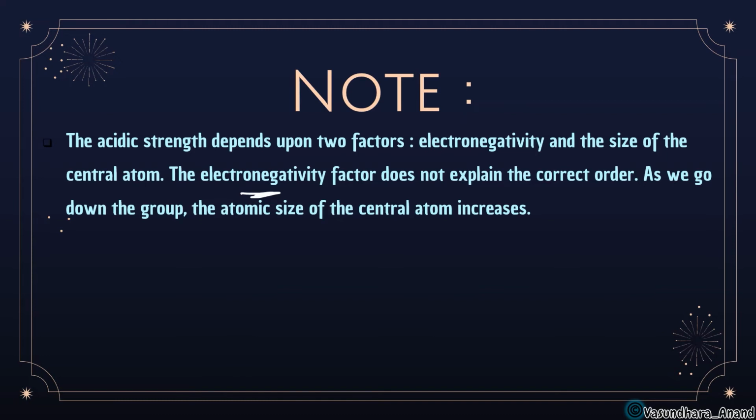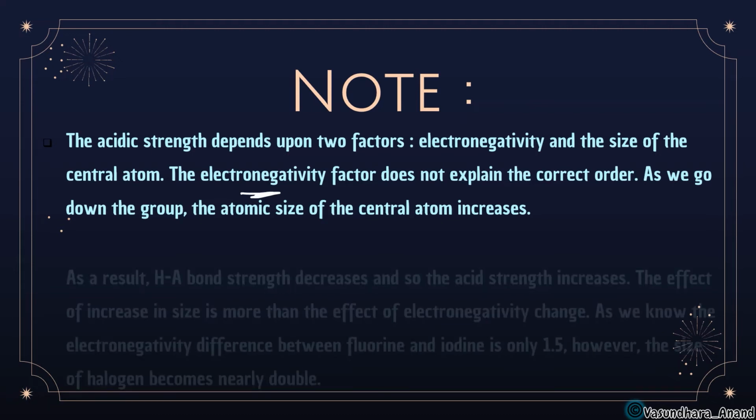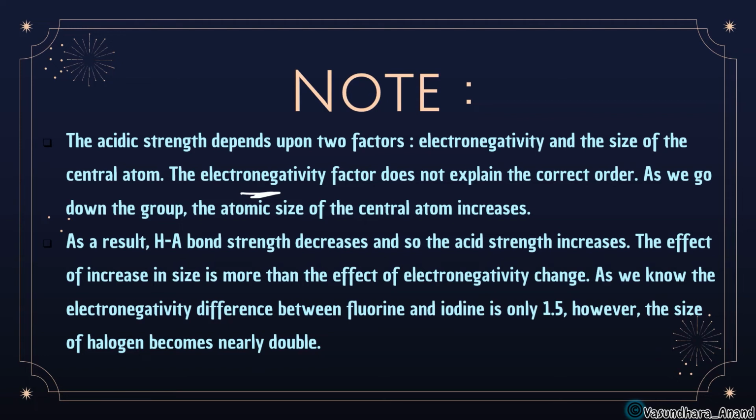The atomic size of the central atom increases, and hence for explaining the acidic character in the group we have to take the atomic size part as important, and in the period we will take electronegativity. As a result, HA bond strength decreases, so the acid strength increases. The effect of increase in size is more than the effect of electronegativity change, as I've told you right now that atomic size will dominate over the electronegativity.